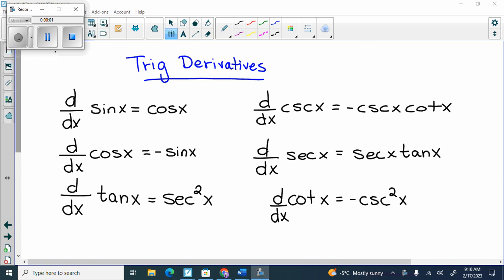So here's the trig derivatives. They're beautiful. Anything starting with c's, the cos's, are negative. Anything that doesn't start with c is positive.